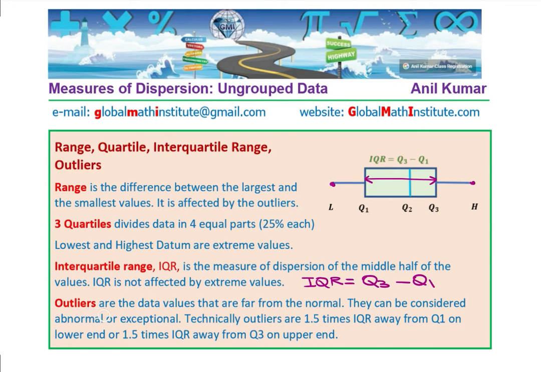Outliers are the data values that are far from the normal. They can be considered abnormal or exceptional. Technically, outliers are more than 1.5 times IQR away from Q1 on the lower side, or 1.5 times IQR away from Q3 on the upper end. Clear? So somewhere here are those outliers.